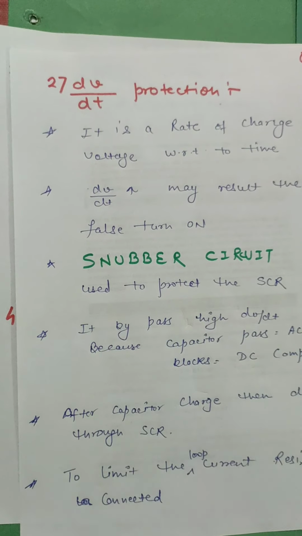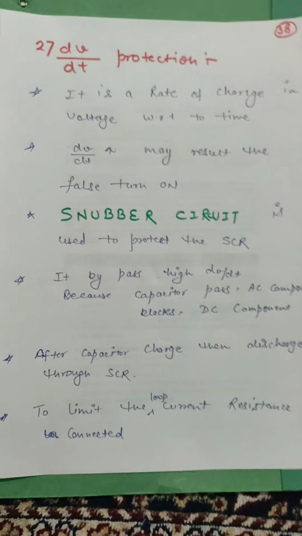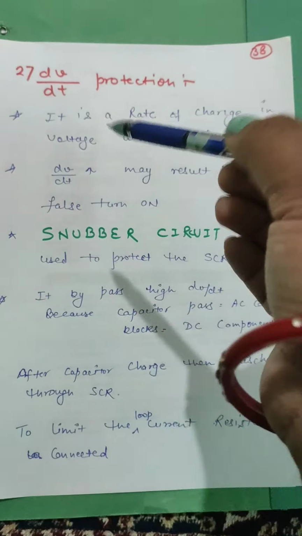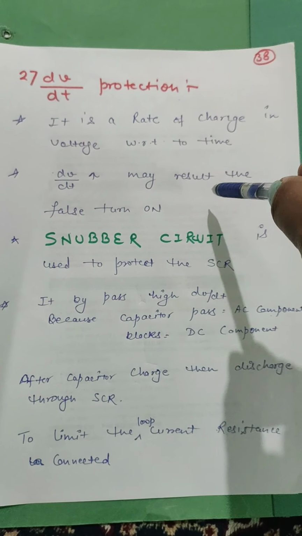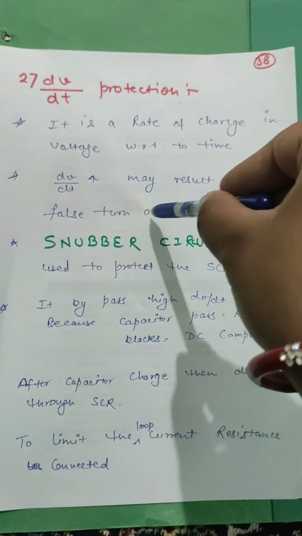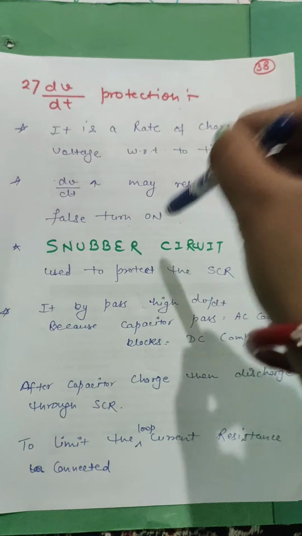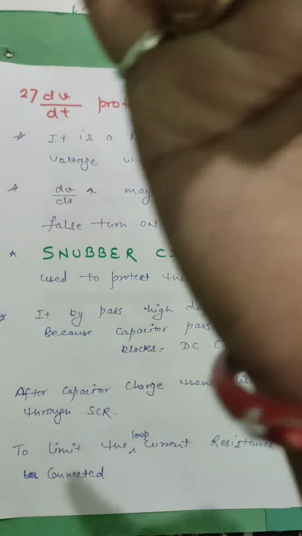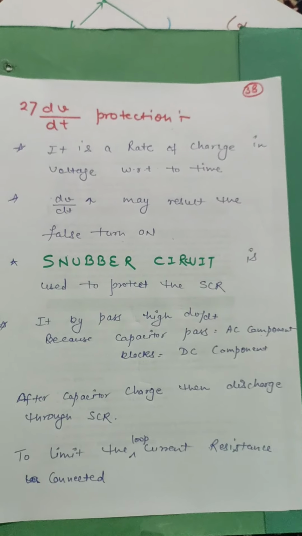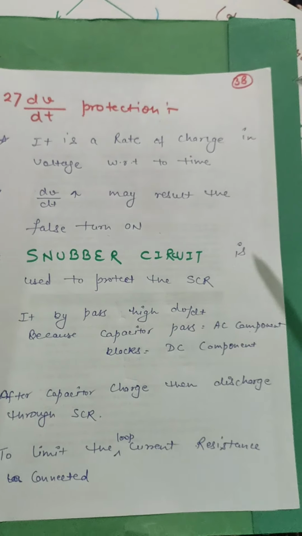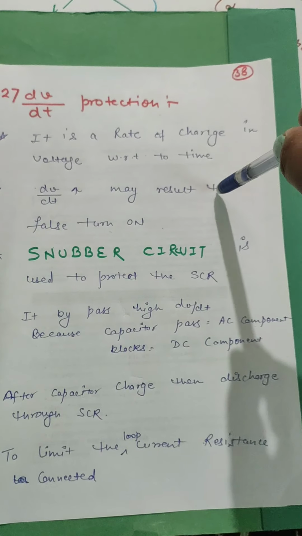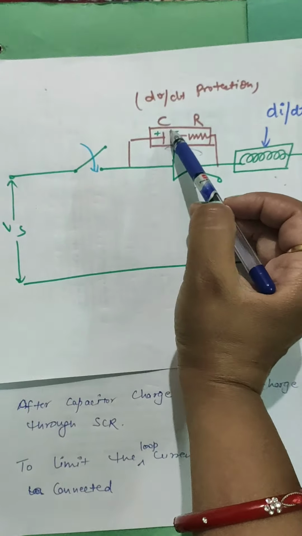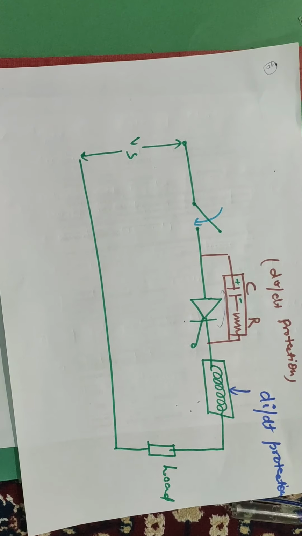Second, dv by dt protection. It is a rate of change of voltage with respect to time. If dv by dt increases, it may result in a false turn on. False turn on means the turn on basically before time. It may turn on the SCR before time. So to protect from dv by dt, a snubber circuit is used. You can see this snubber circuit.